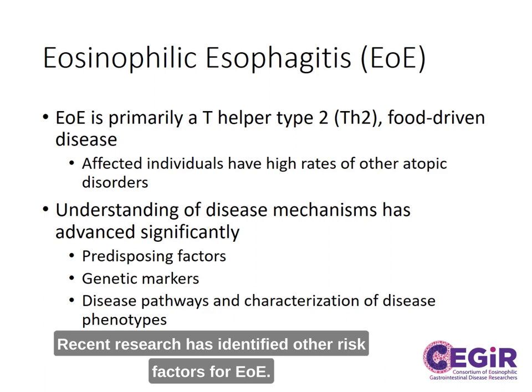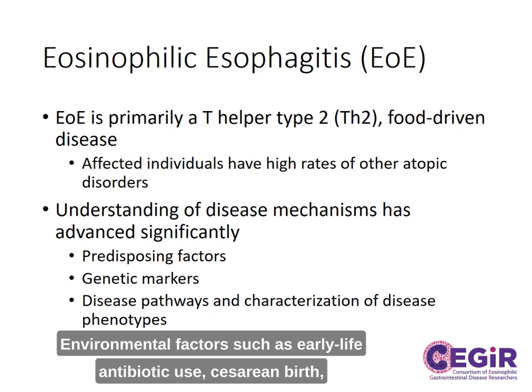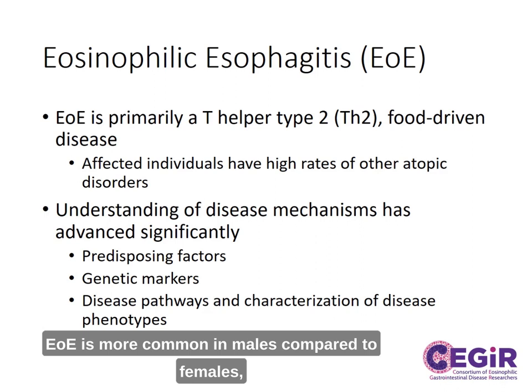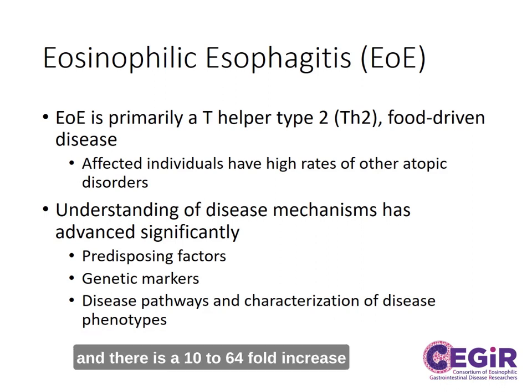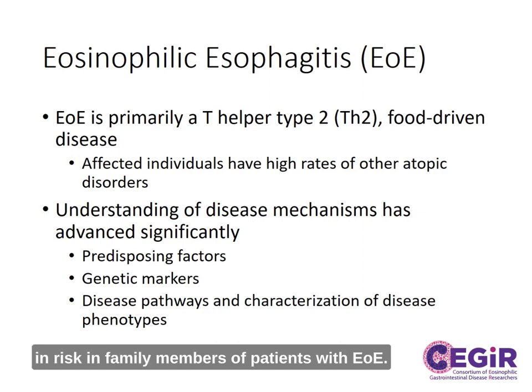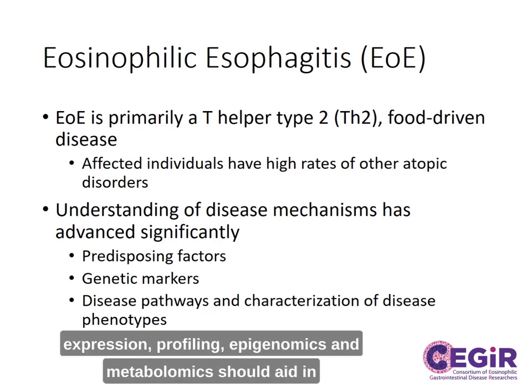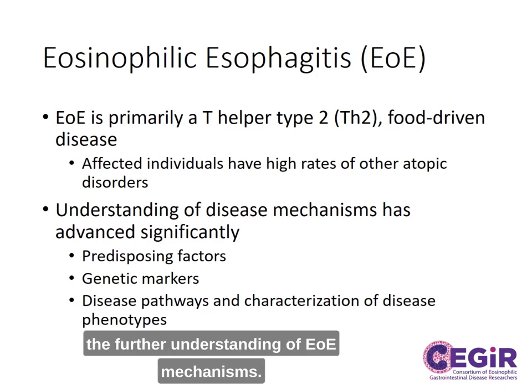Recent research has identified other risk factors for EoE. Environmental factors such as early life antibiotic use, cesarean birth, formula feeding, and cold, arid climates are all associated with an increased risk of EoE. EoE is more common in males compared to females, and there is a 10 to 64-fold increase in risk in family members of patients with EoE. Further work utilizing advanced methods such as gene expression profiling, epigenomics, and metabolomics should aid in the further understanding of EoE mechanisms.